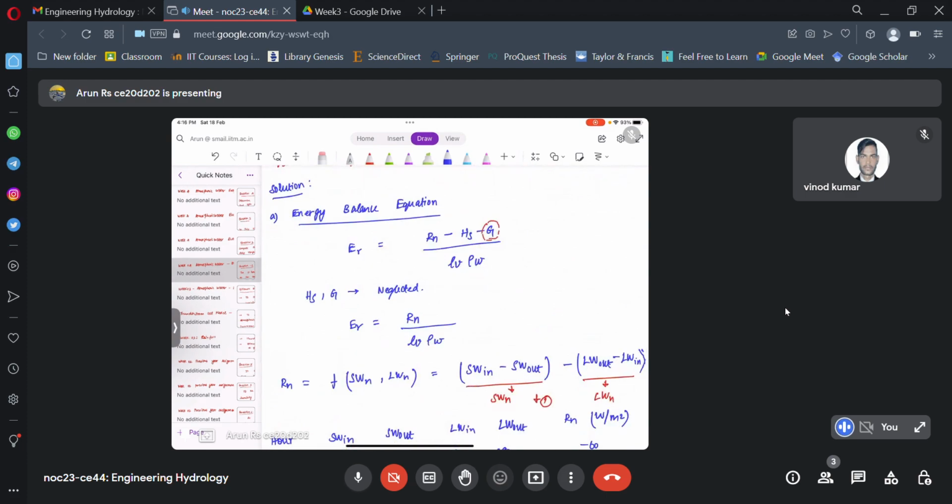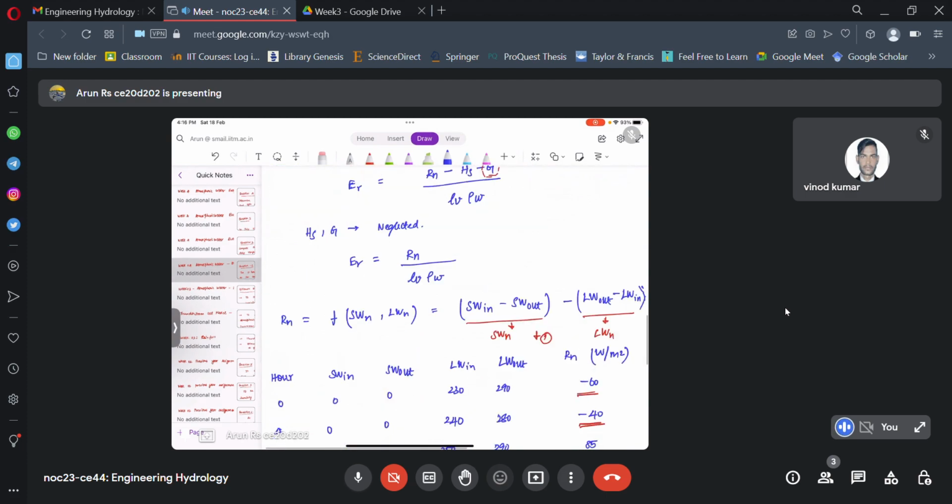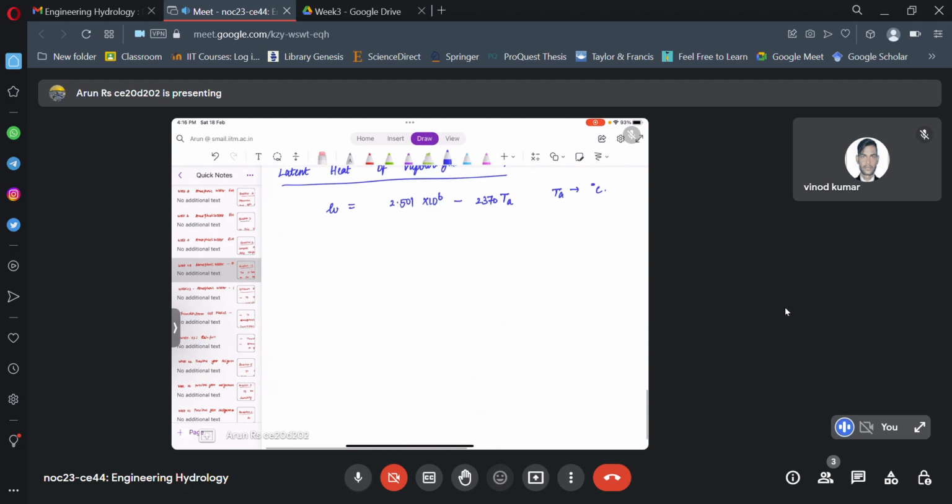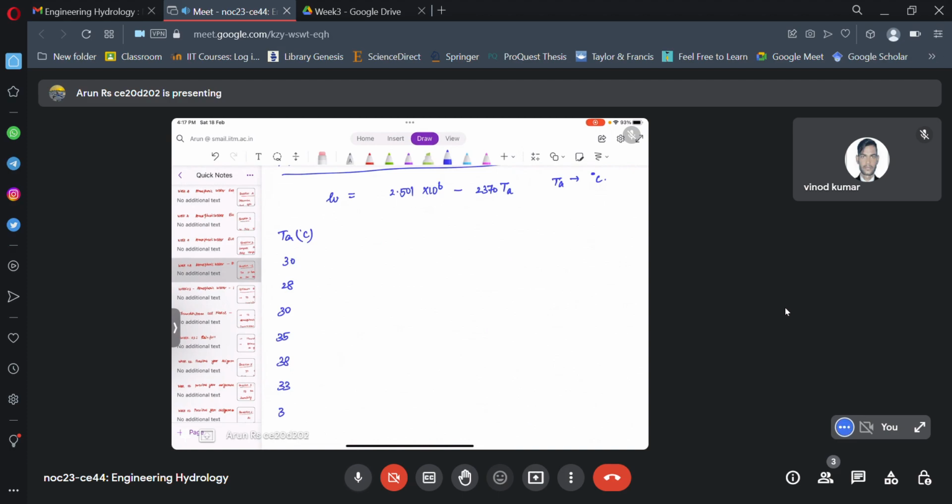And we also have the density of water. So density of water also changes with time. So we can refer to some standard tables, and then we can interpolate for the corresponding temperature at which we need the density of water. So we have the air temperature in degree centigrade as 30, 28, 30, 35, 38, 33 and 32.